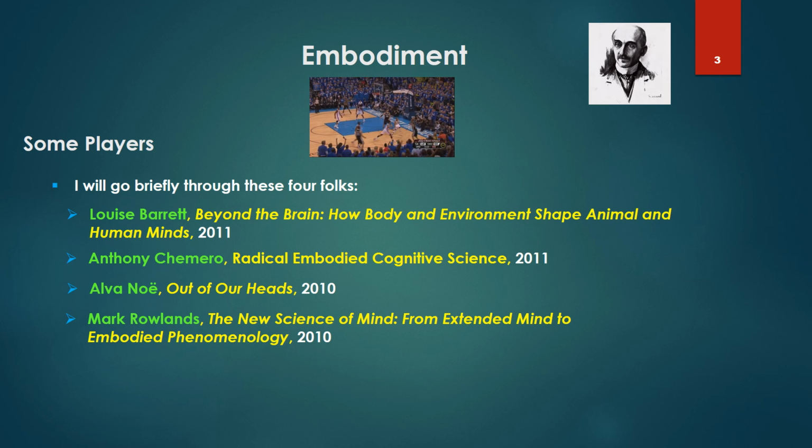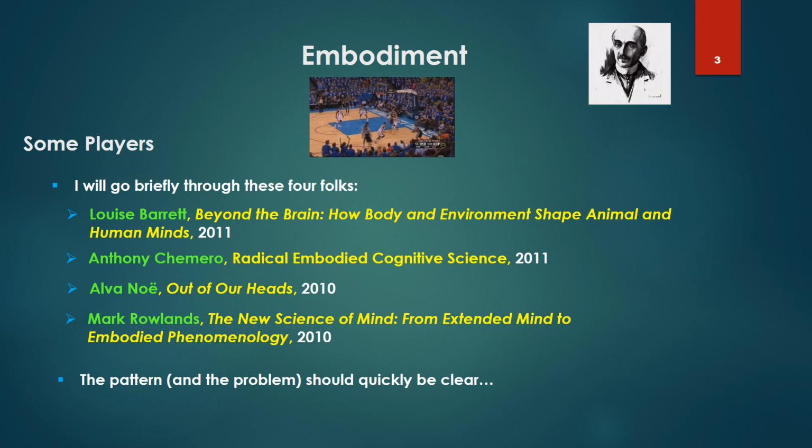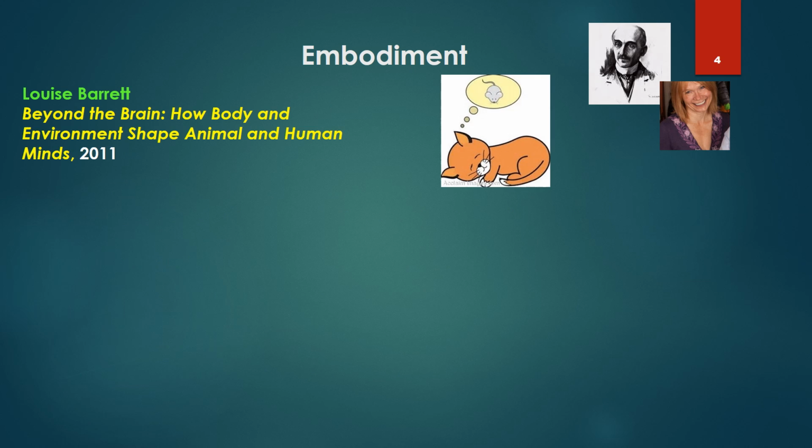Now, I'm not going to be able to do justice to any of these, what I consider actually interesting and fine works. But I'm going to, of course, be picking out and grabbing the essential difficulty that they all face. So the pattern and the problem should be quickly clear. So we start with Louise Barrett, Beyond the Brain, How Body and Environment Shape Animal and Human Minds.